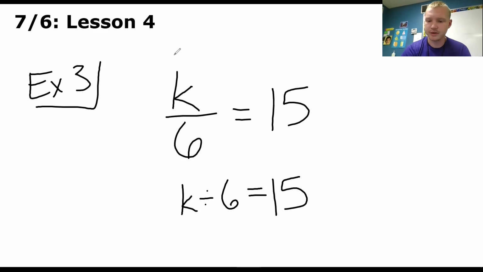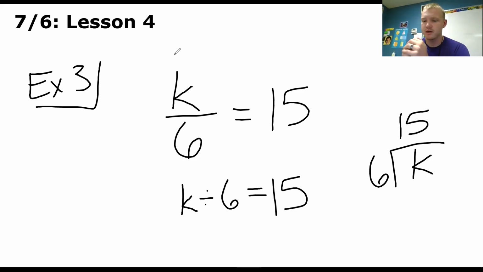So, and then, the other way you can write it is K inside your division, underneath your division sign, divided by 6, and your answer is 15. So we need to solve for K. So K is going to be a big number because what we're going to have to do is multiply 6 by 15.